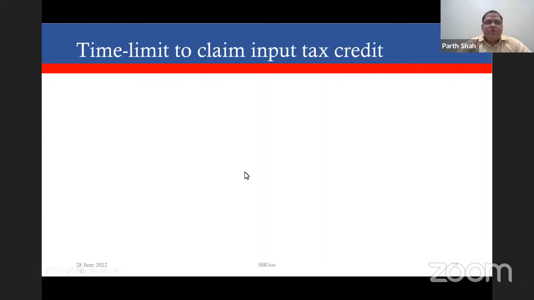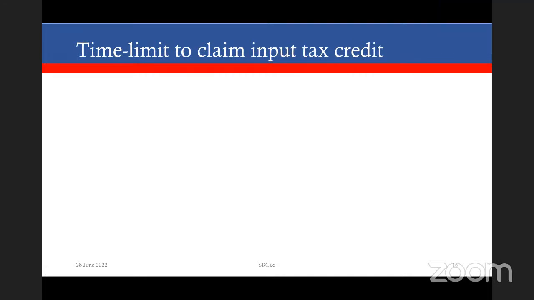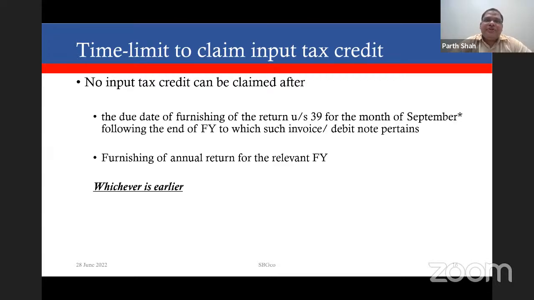This takes me to the next point, the time limit to claim input tax credit. As I said, under service tax also we had a condition that you have to claim the input tax credit within 1 year from the date of invoice. Under GST, we have a better condition. They have said that no input tax credit can be claimed after the due date of furnishing of the return under Section 39 for the month of September following the end of the financial year to which such invoice or debit note pertains, or furnishing of the annual return for the relevant financial year, whichever is earlier.